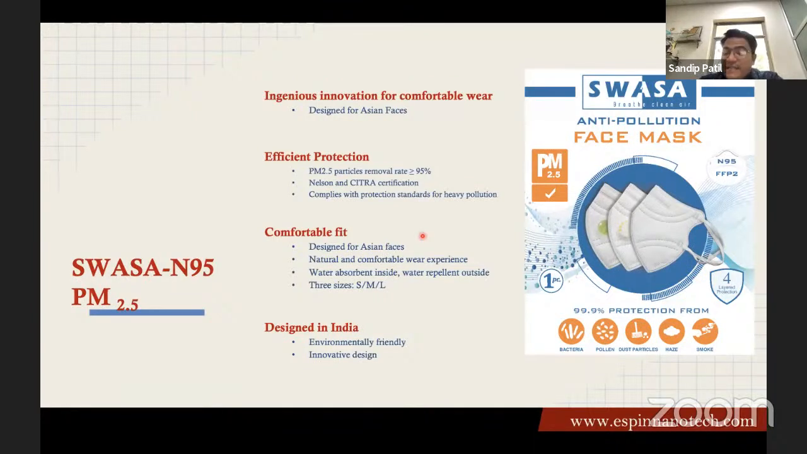And I must say that when there was a lot of demand, earlier we used to manufacture only 5,000 to 10,000 masks per day before the COVID, and the demand has increased a lot.